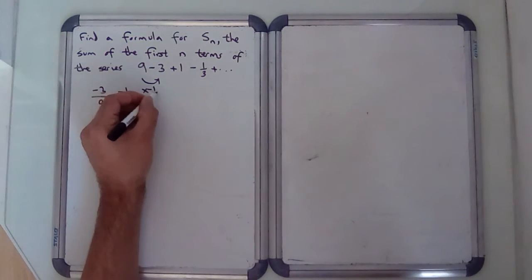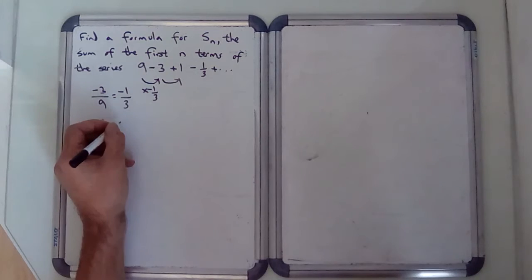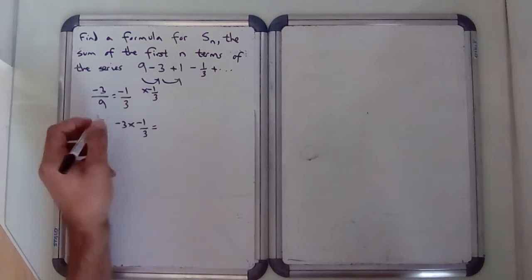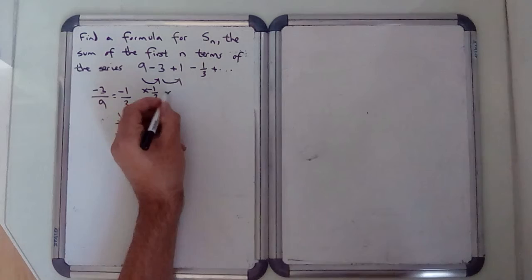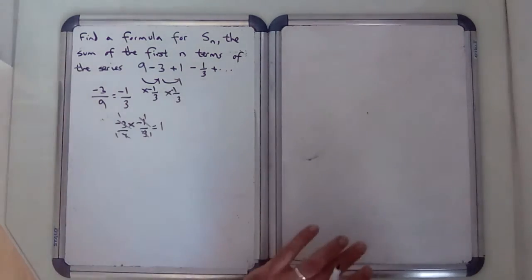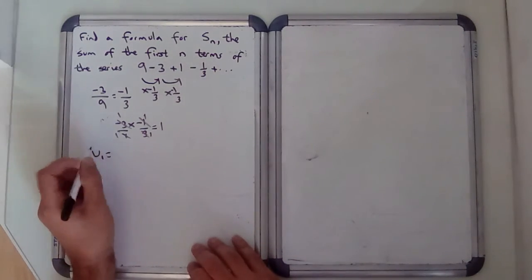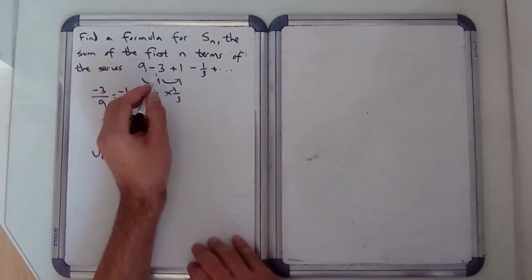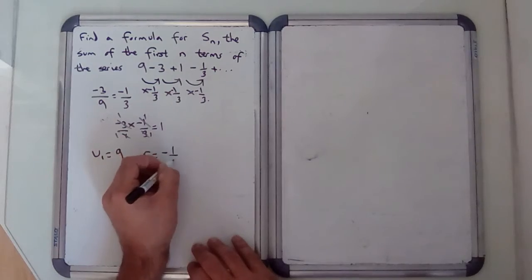So if I times by minus 1 over 3, does that work to go from minus 3 to 1? Does minus 3 times minus 1 over 3 equal 1? Well, minus 3 over 1 times minus 1 over 3 definitely looks like 1. So this looks good. We now know that it's a geometric series, and geometric series are defined by u1, the first term, which in this case is 9, and r, the common ratio, as in what you multiply one term by to get to the next term. r is minus 1 over 3.